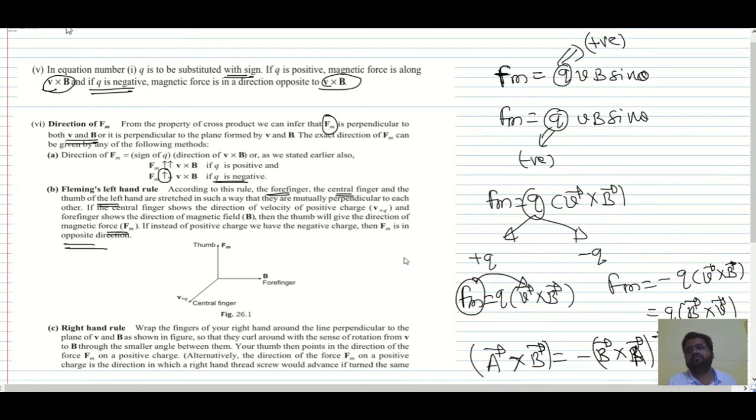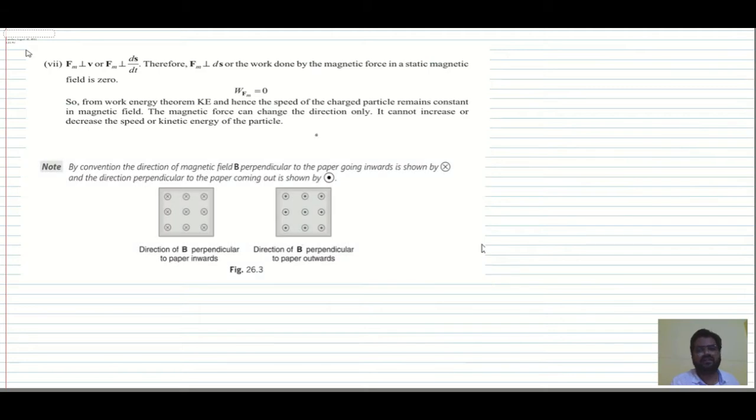Now the next one, the seventh one. As you can see, Fm is perpendicular to V, or Fm is perpendicular to ds by dt. Therefore, we can say the magnetic force is perpendicular to the displacement, which indicates the work done during this process will be 0. If work done is 0, kinetic energy is always constant, which indicates the speed of the particle will never change. Velocity changes in direction, but the speed of the particle will never change due to the magnetic force, isn't it?